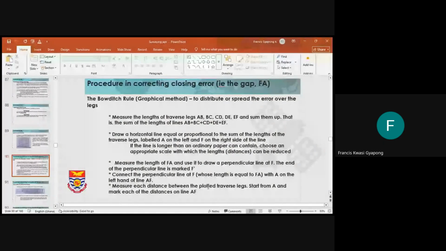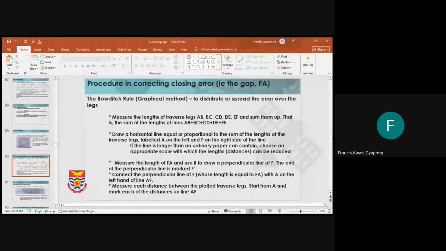And the procedure, as I mentioned, there are a number of them, but the most common one is the Bowditch rule. Okay. This Bowditch rule is a graphical one. So after graphing your traverses, you also use a graphical method to correct it. And this method tries to distribute or spread the error over the legs, depending on how big it is. So starting from traverse leg AB, BC, CD in that order. It might not be AB, BC, and so on. It can be any other alphabet, but the alphabet should be contiguous. Okay, so you use the Bowditch rule to distribute the error and to spread it.